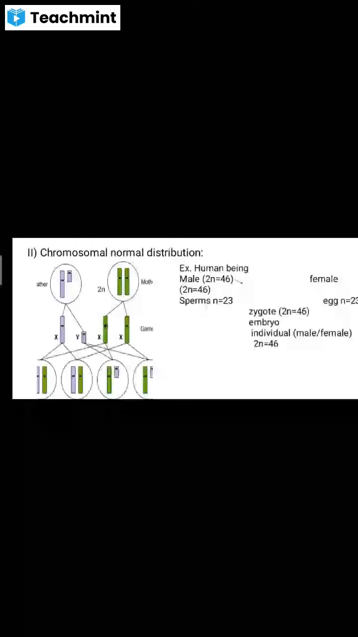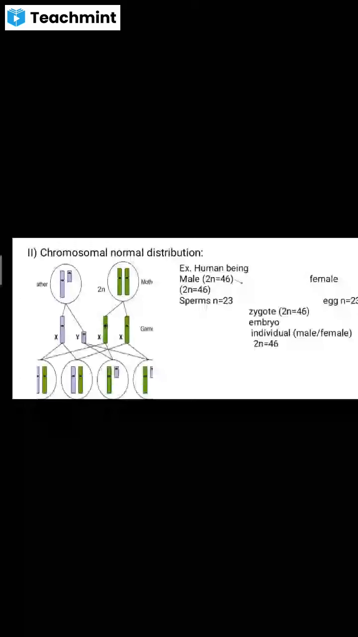Then these male and female gametes combine or unite to form the zygote. Again, the zygote is in the diploid stage. This zygote produces the embryo, and this embryo produces the individual, male or female, which is in the diploid stage. That is 2n equals 46.